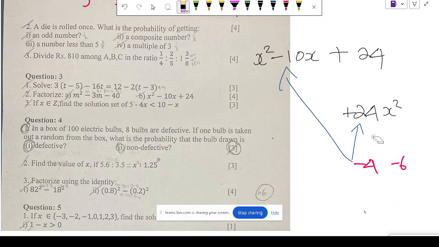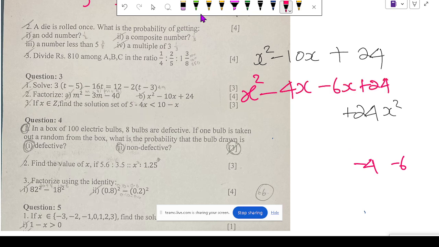What are the two numbers you have to split the middle term into? Minus 4x, minus 6x. What did you take? I took the same thing, sir. Very good. Then it's correct. See, this was complicated, right?